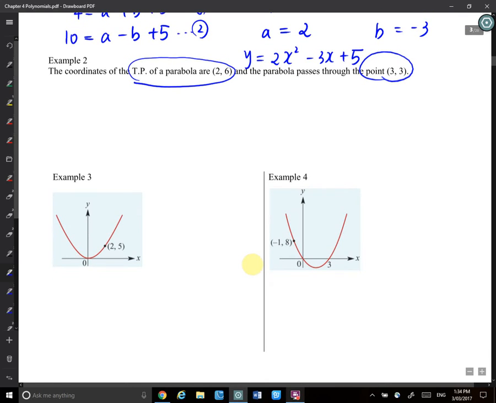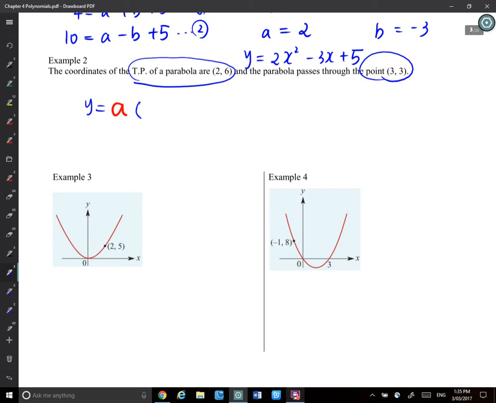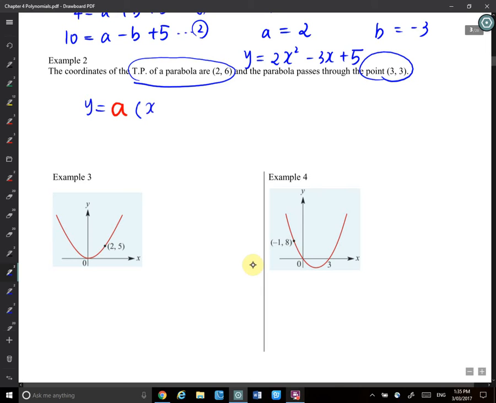So what I can write is y equals a. Remember, always have this a. I use red for you. So you have the dilation. You only know the turning point, but you don't know the dilation. So you must have this a as unknown here first. And then I have x minus 2 squared plus 6.